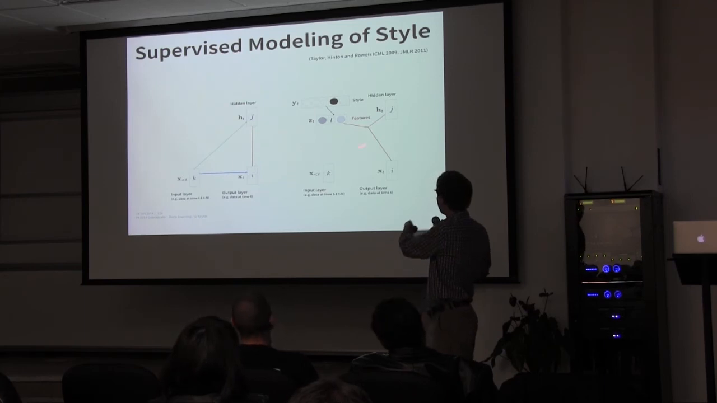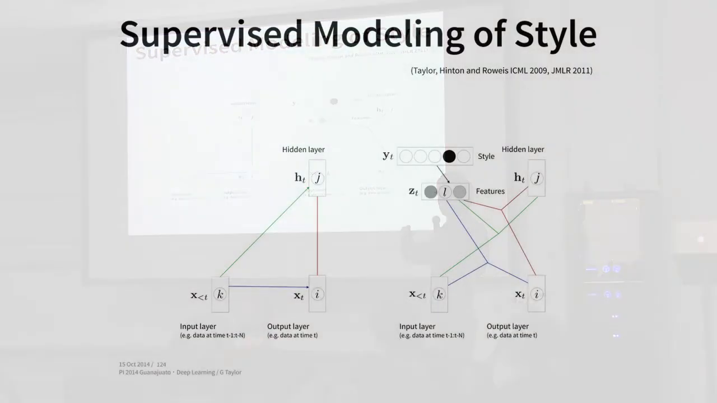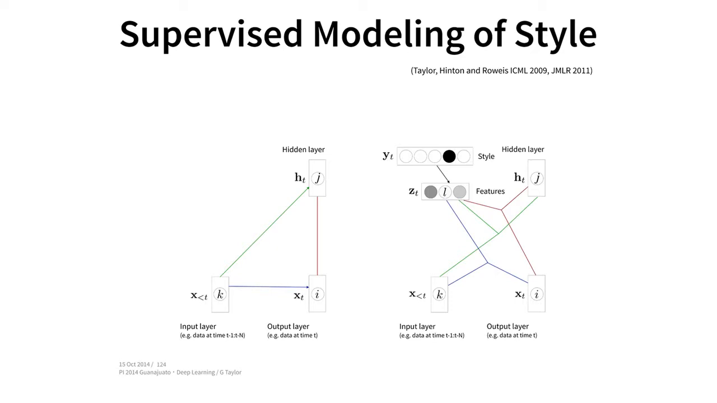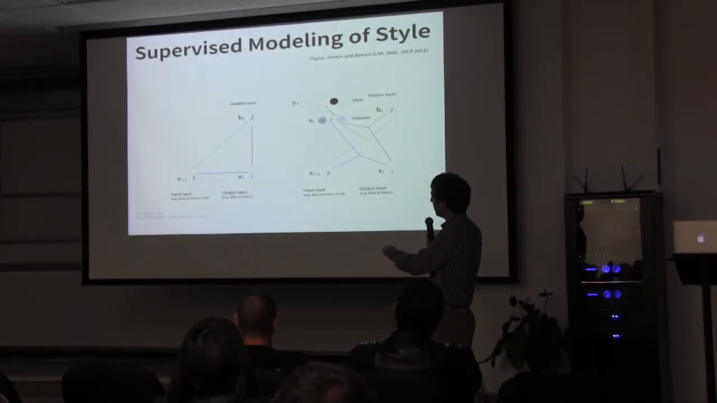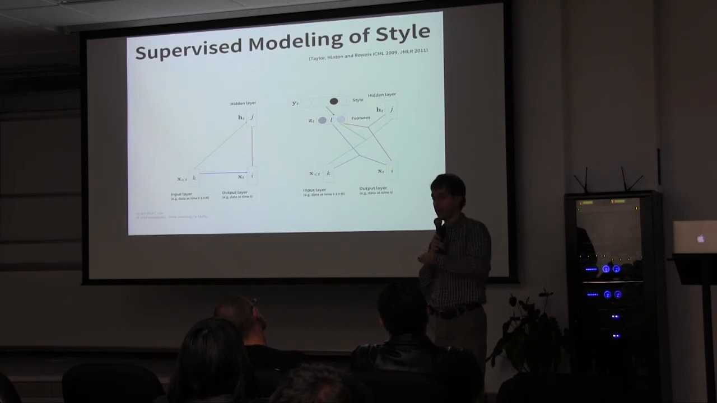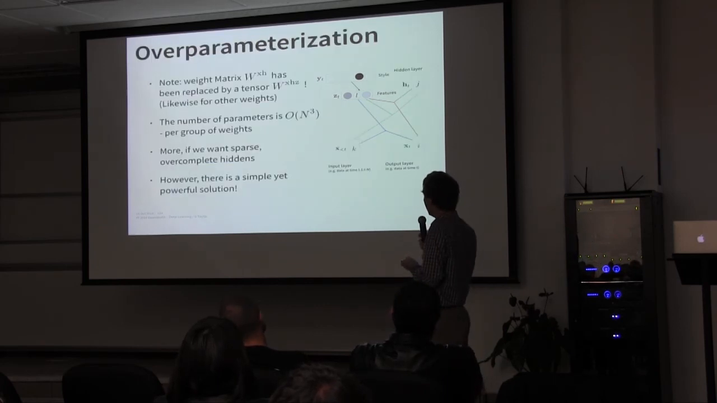So the red connections that were between the hiddens and the visibles are now gated or modulated by the features. The blue connections, the autoregressive connections, those get gated by the features. And finally, the green connections, past to hidden, those also get modulated. So the features or the style is influencing all of those weights dynamically in the model.